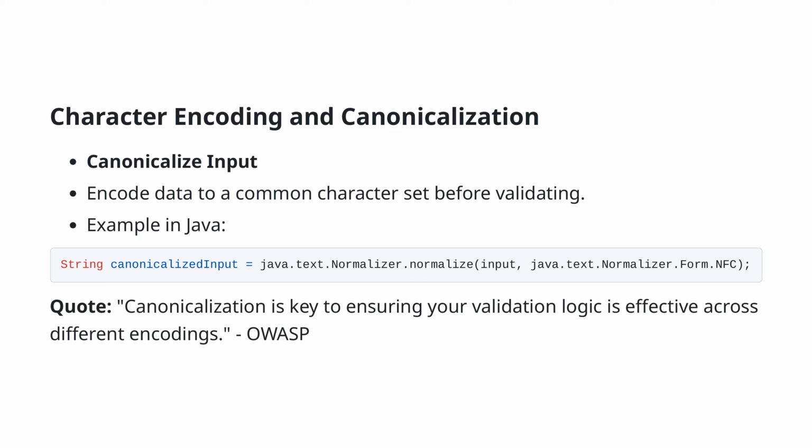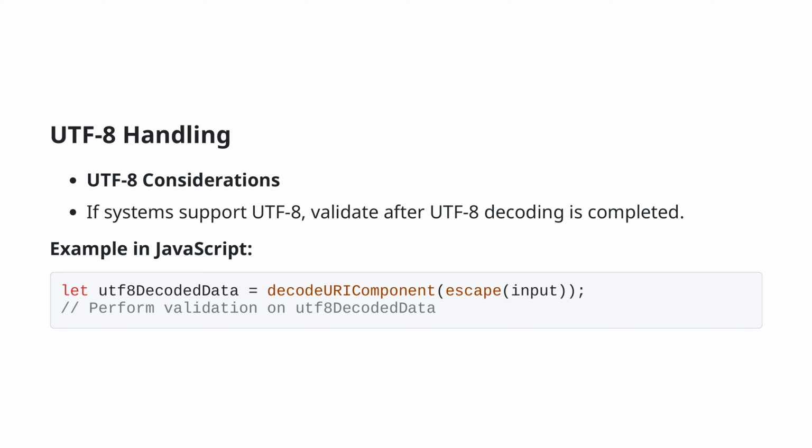This step is essential as it avoids issues that arise from data being represented in various formats, which can lead to validation bypasses or inconsistencies. By standardizing the data through canonicalization, you create a reliable baseline for your validation processes, thereby enhancing the security and robustness of your application. UTF-8 handling is crucial for properly managing and validating user input in web applications. When dealing with systems that support UTF-8 encoding, it's important to perform validation after the UTF-8 decoding process is completed.